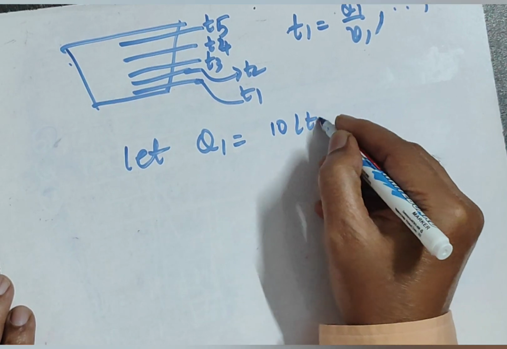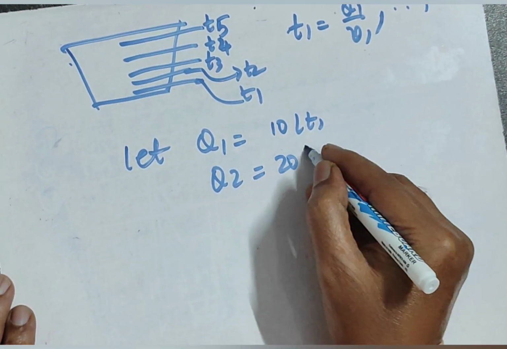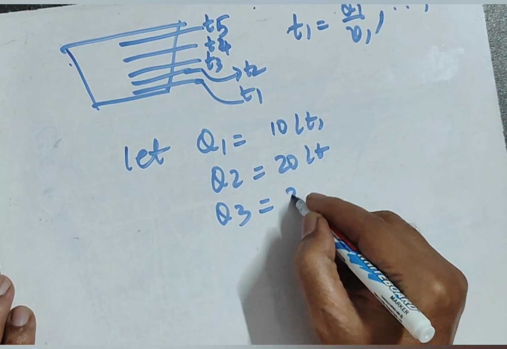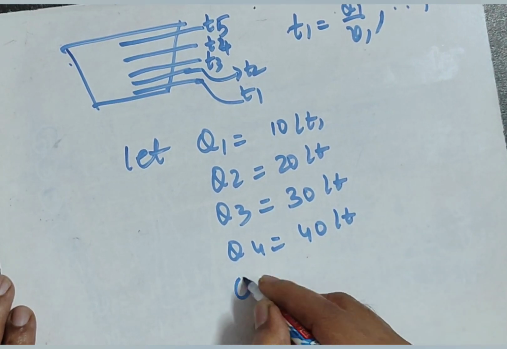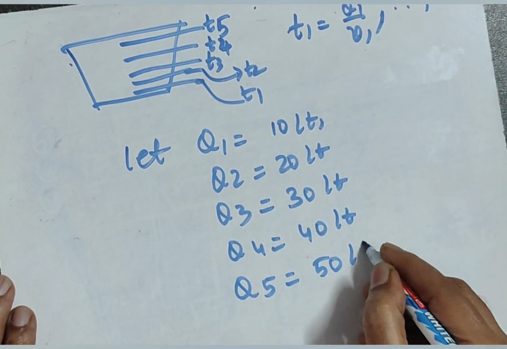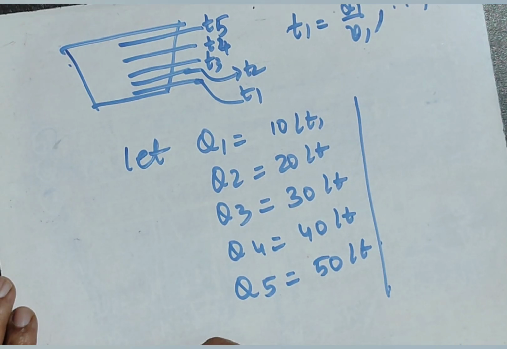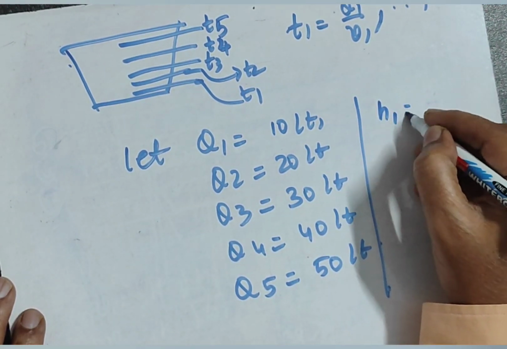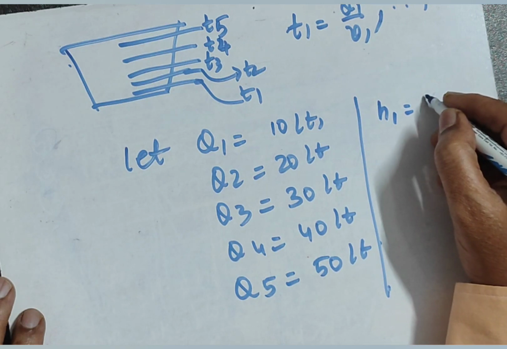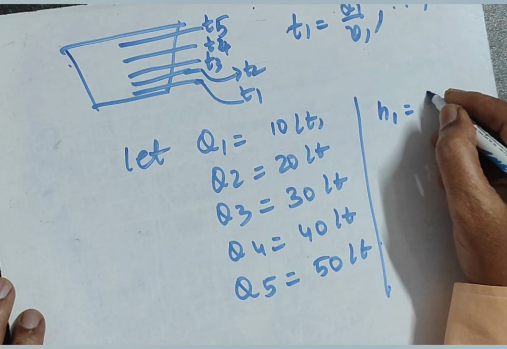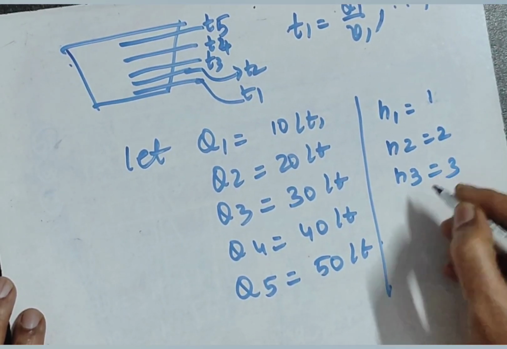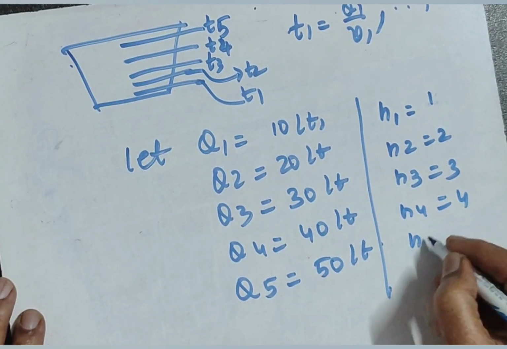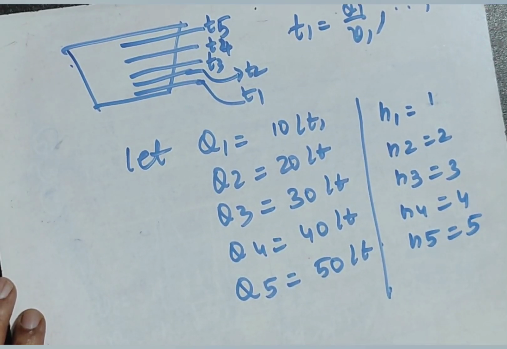Let quantity Q1 be 10 liters because it is at the bottommost portion. Q2 is bigger, 20 liters. Q3 is still larger, 30 liters and so on. Q4 is 40, Q5 is 50, because of the conical diverging shape of the tank. Then we will assume height H1 to be 1 unit, pipe length is 0, tap is attached to the tank bottom, H2 is 2 units and so on. It can be in meters or whatever it is.